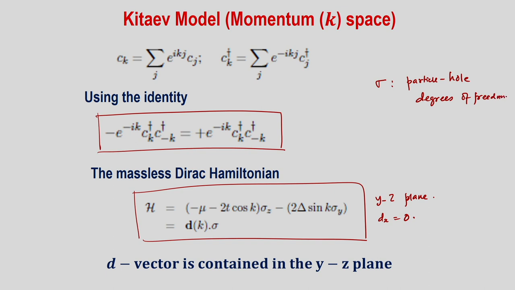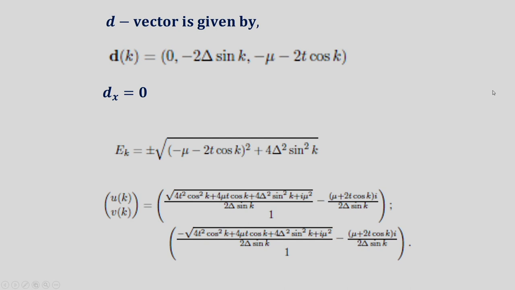And in the SSH model, it was the sublattice degrees of freedom. That is, whether we are talking about A sublattice or B sublattice. Here, of course, we are not talking about sublattices, but we are introducing the particle-hole degrees of freedom. Okay, so the D vector is of course given by this, with a dy and dz here.